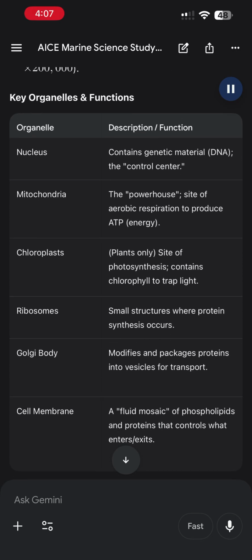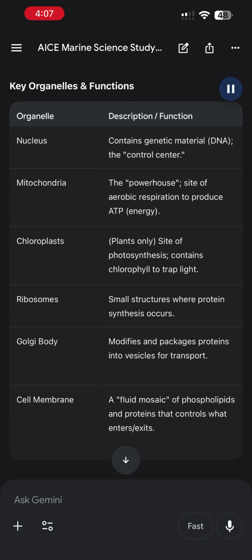Key organelles and functions. Organelle, description/function. Nucleus. Contains genetic material, DNA, the control center. Mitochondria, the powerhouse, site of aerobic respiration to produce ATP, energy. Chloroplasts, plants only. Site of photosynthesis, contains chlorophyll to trap light.